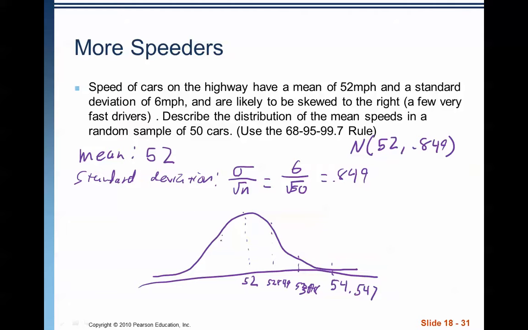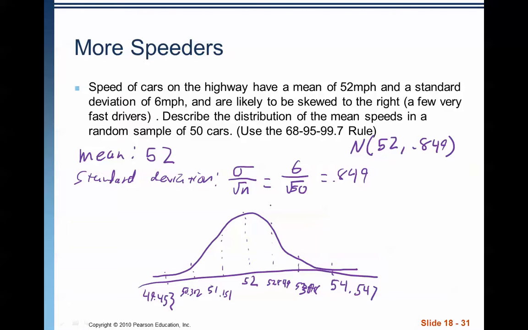54.547. We need to go in the opposite direction now. So we do 52 minus 0.849 and get 51.151. And we get 50.302. Uh-oh, school's over. I better go home. And then the last one here is 49.453. So there is my sampling distribution for the samples of size 50.